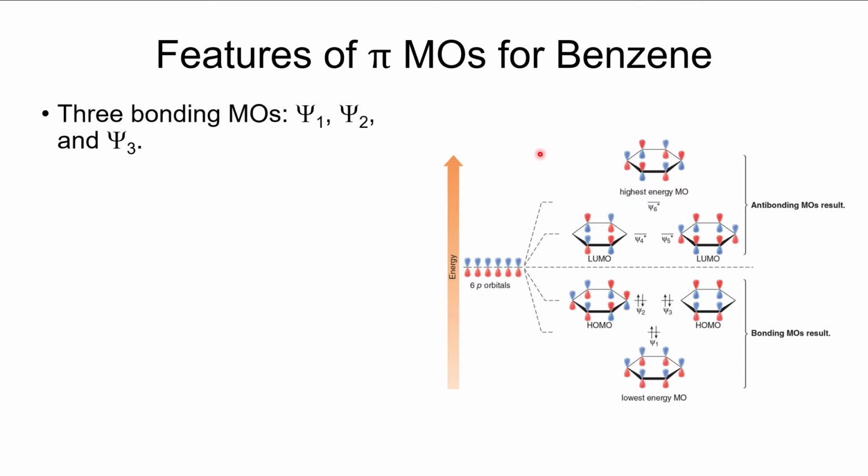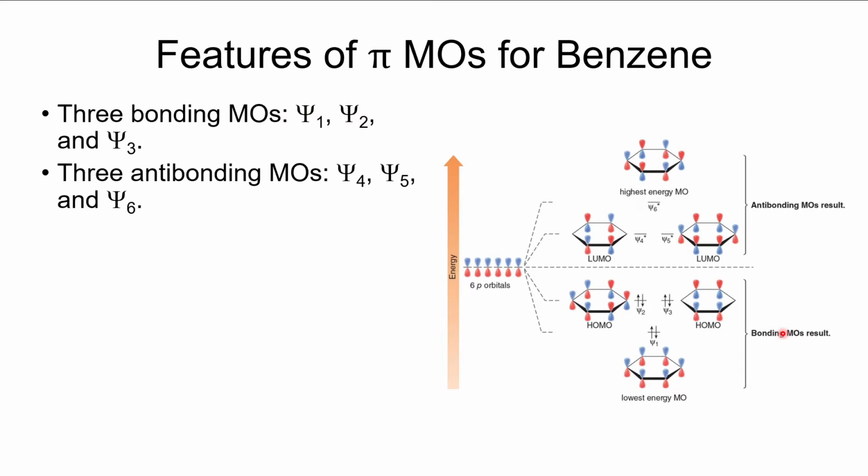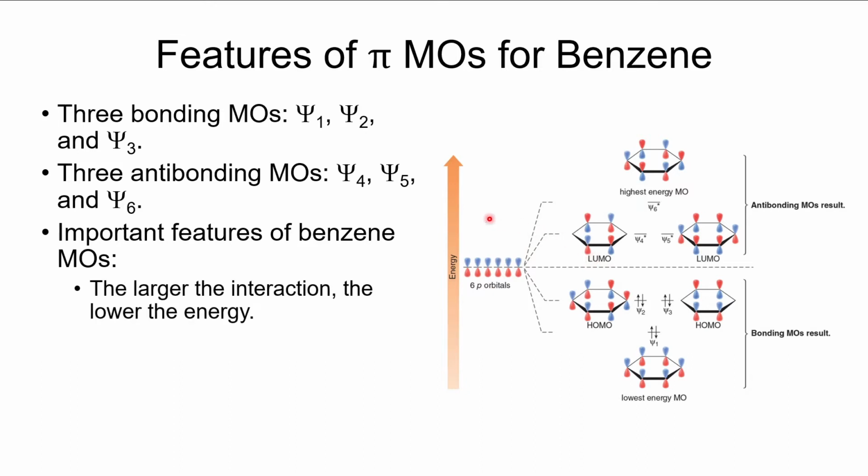Now, there's a couple of features about these that I want to point out. Our 3 lowest energy, psi 1, psi 2, and psi 3, the ones down here, these are bonding molecular orbitals. The antibonding molecular orbitals are the ones that are higher in energy than our original p orbitals. All right, and there's a couple of important features that I want to point out. The larger the interaction, so the more overlap that we get, the lower the energy is going to be.